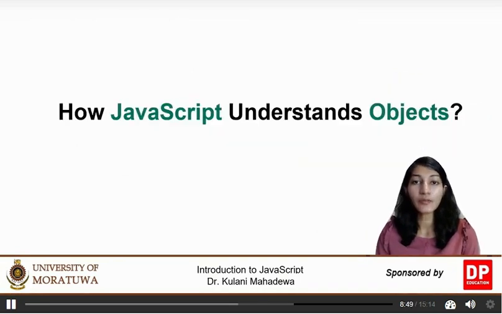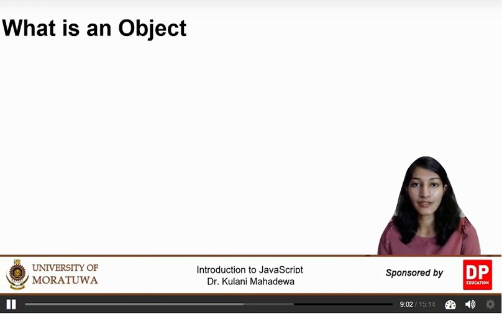Okay, now we know what DOM is and how JavaScript accesses it. But how exactly does JavaScript understand objects? Let's take a look. First of all, what is an object? You can think about an object as anything you find in everyday life. It could be a table, a chair, a cat, a building, a person, or just anything.